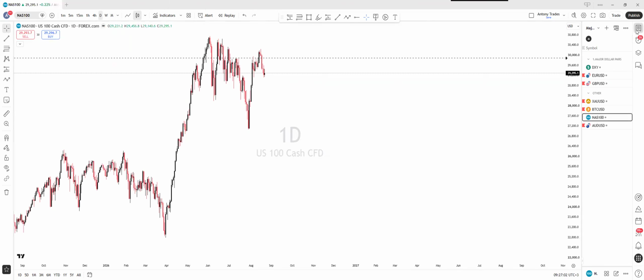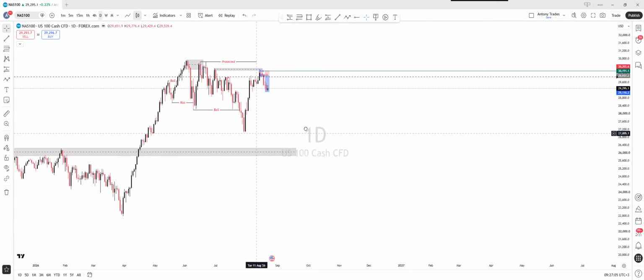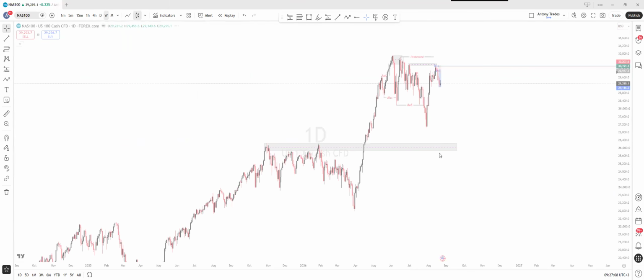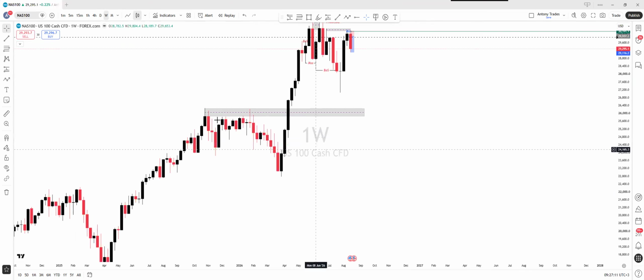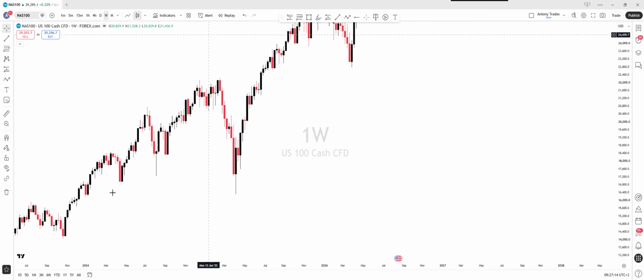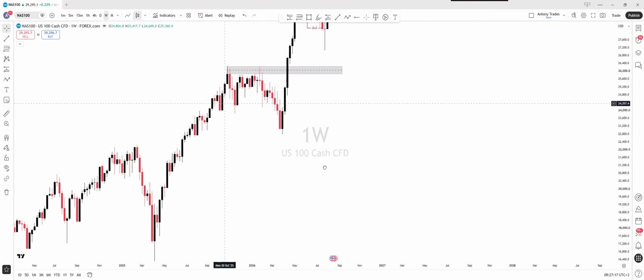Next pair is going to be NAS 100. What are we seeing on the NAS 100? Okay, so from the higher time frame, let's look at what the weekly time frame is doing. Looking at the weekly time frame, we can see that the NAS 100 is very bullish. You can really see that we are very bullish.